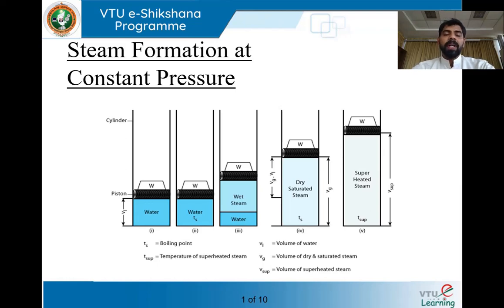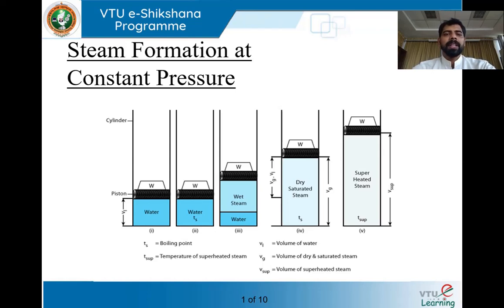Steam is most widely used as a heat transport fluid. It is the one which transmits heat and converts that into mechanical energy and in turn into electrical energy. So steam is a pure substance and it has high thermal efficiency and high thermal capacity, which are basically used for running steam engines and steam turbines to extract mechanical energy, which in turn can be converted into electrical energy. So let us discuss how the steam can be formed.